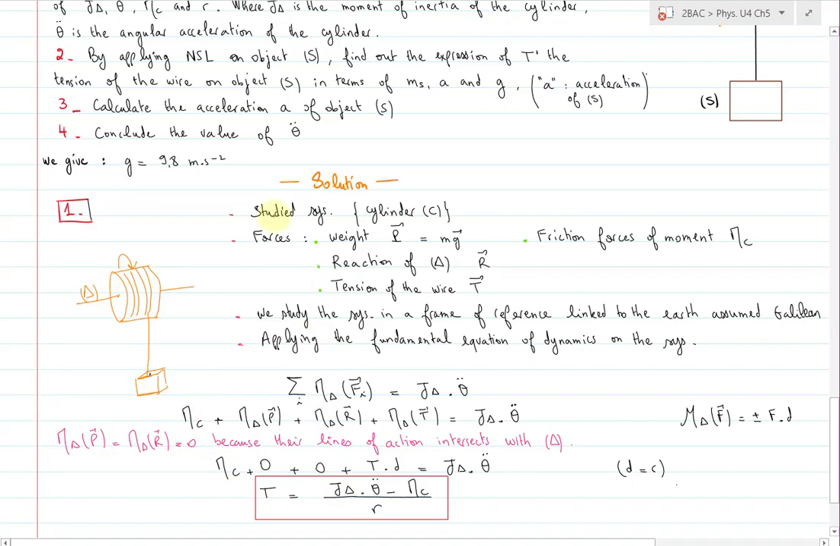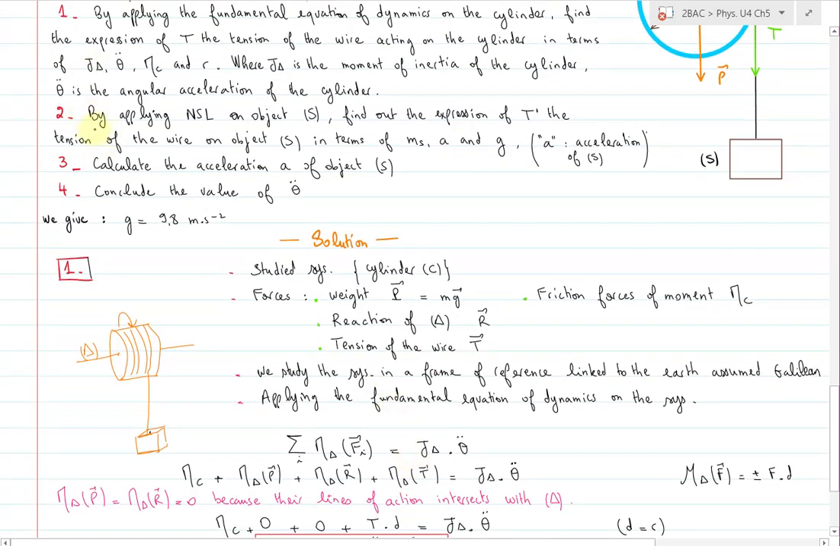Donc I had expression of T in terms of J delta theta two dots, Mc and R, all of them are here. Très bien. Now we move to the second question. By applying Newton's second law on object S, find out the expression of T prime, the tension of the wire on object S, in terms of Ms, the mass of the object S, A the acceleration of S, and G, the intensity of the gravitational field, as you know.